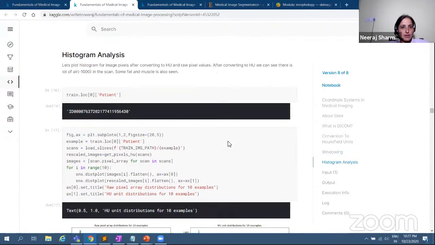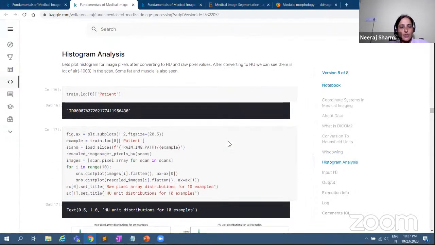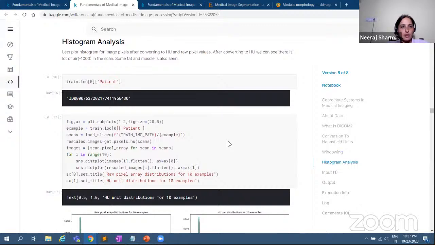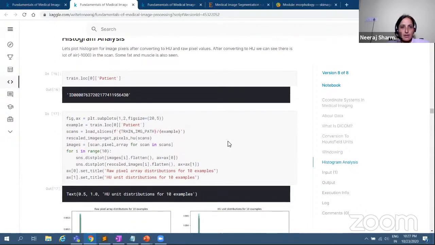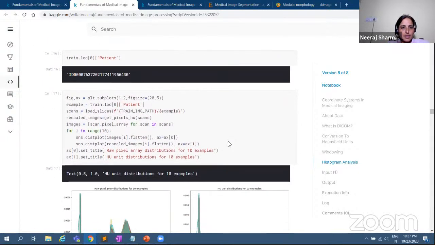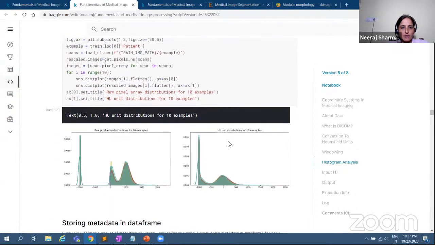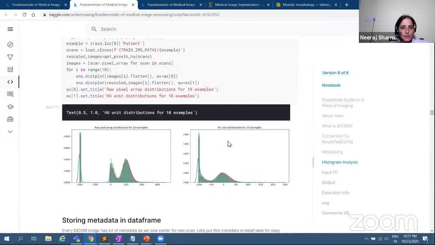Now we will go with the histogram analysis. So we have gone through the DICOM conversion to HU and then windowing. Then we will talk about the histogram analysis. We all know about histograms, and I have just plotted the histogram of two images. One is the raw pixel array and another is the HU converted image.